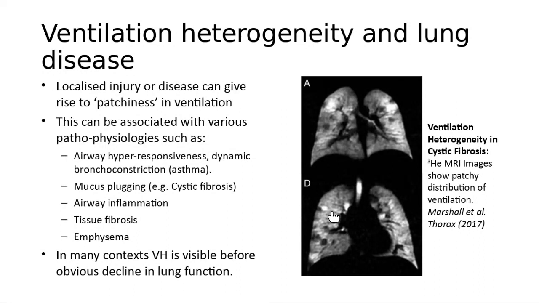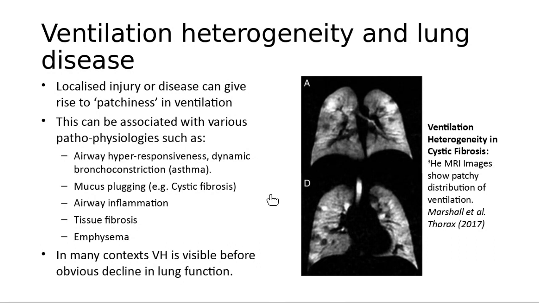This image here is a hyperpolarized helium MRI image of the lung taken, I think, in a cystic fibrosis patient, and you can see these dark patches of poor ventilation dotted throughout the lung. This is exactly some of the work that's done at the Polaris Institute, Polaris group here in Sheffield.